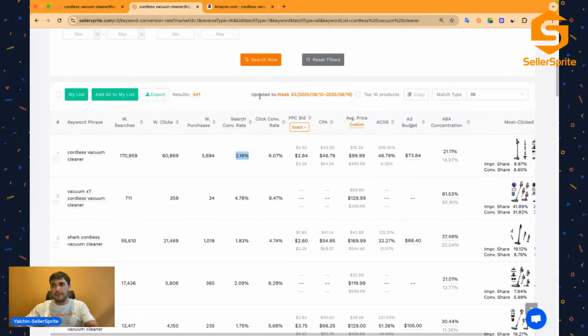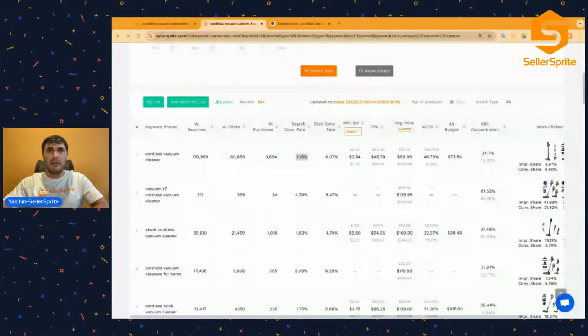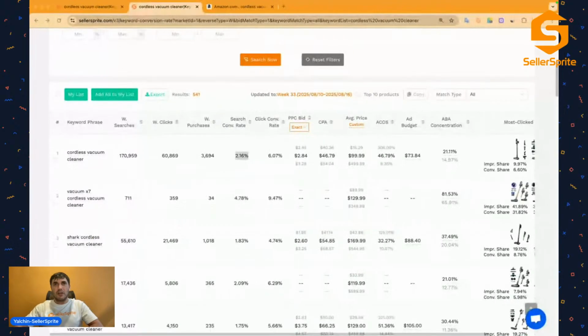2.16% is not the high actually. The reason is that maybe this is the keyword for high pricing keyword, or maybe that's not the most relevant keyword. It's very important. When the product price is high, it's normal.